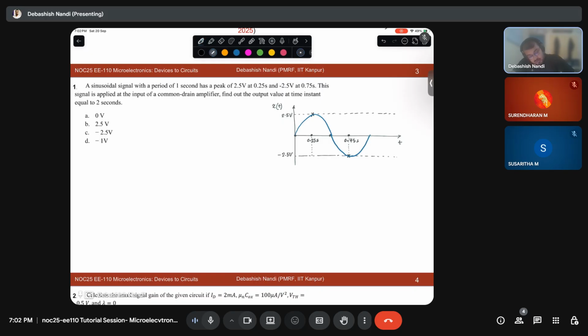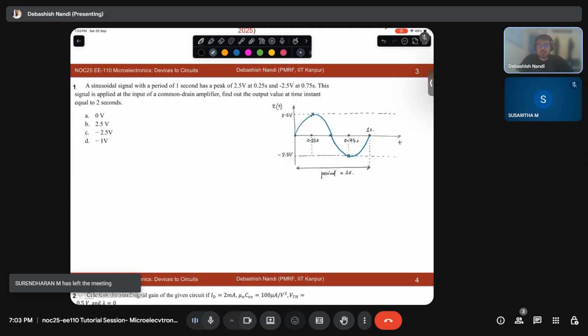Let's say around 1 second, and it will just move on with the period of 1 second. So this is the time period of 1 second, right? The question is, this signal is applied to the input of a common drain amplifier. Find out the output value at the time instant equal to 2 seconds.